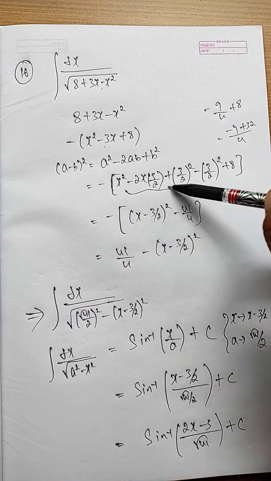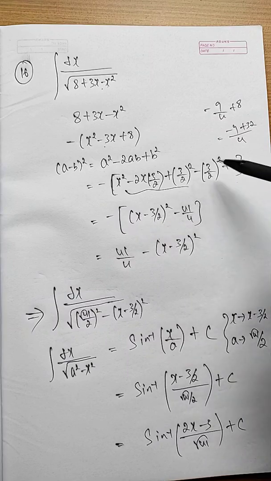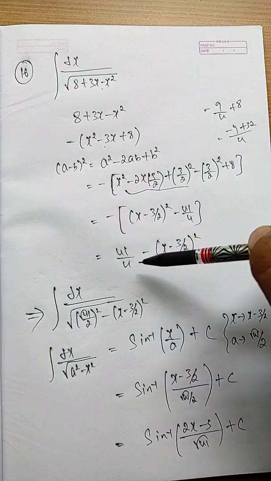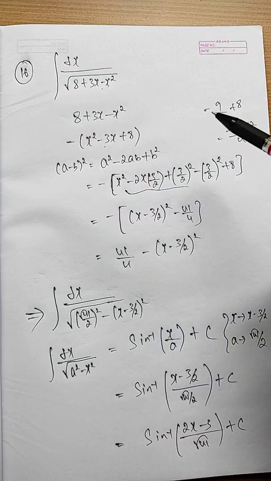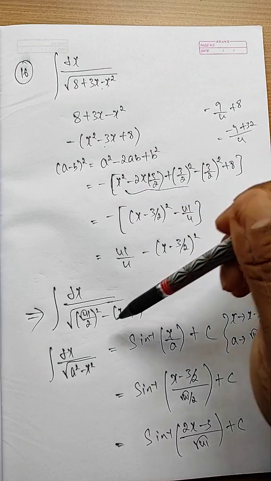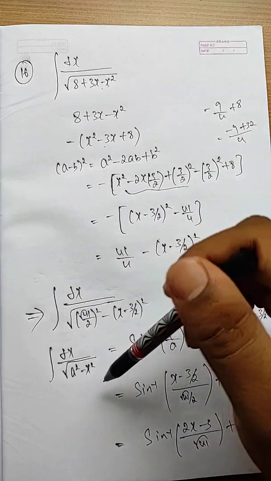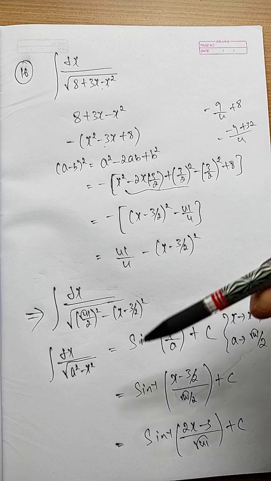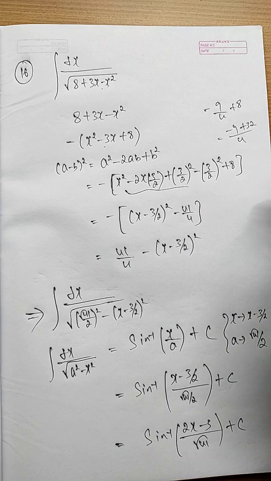Now I am writing this as x minus 3 by 2 whole square. If you simplify this, you will get minus 41 by 4. If you multiply the minus, you get 41 by 4 minus x minus 3 by 2 whole square. So when you write it as a perfect square and compare with the standard form, x is replaced as x minus 3 by 2, a is replaced as root 41 by 2. If you simplify, we will get the answer like this. Is it clear? So take a screenshot of this and copy to your notes.